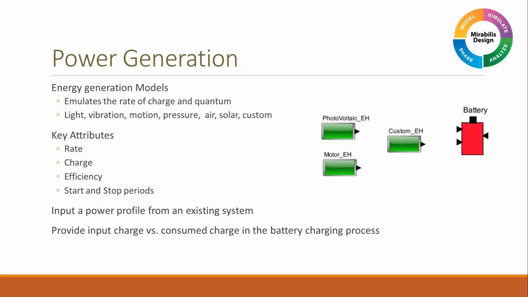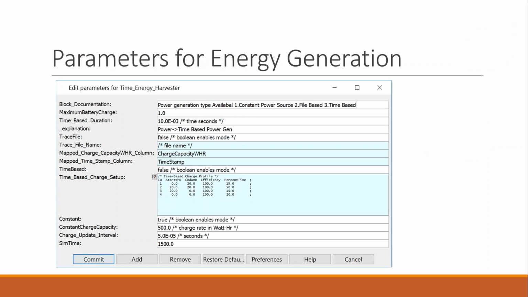Now, looking at the parameters for the energy generation, this specific one is related to the time energy harvester. As I said, we've got other types as well, but this is the first one that we're looking at right now. Now, what are the things we have here? We've got the maximum battery charge. In this case, we're using a time-based one. So this is a time period.